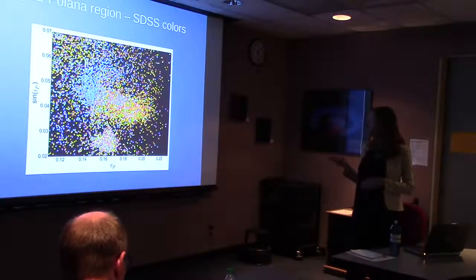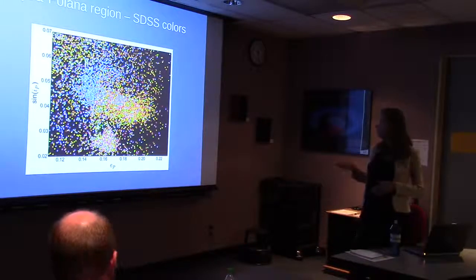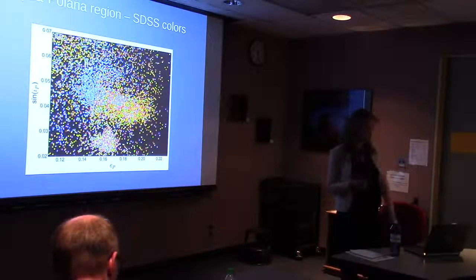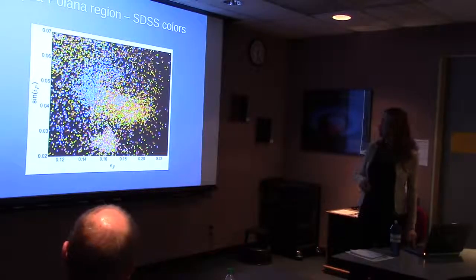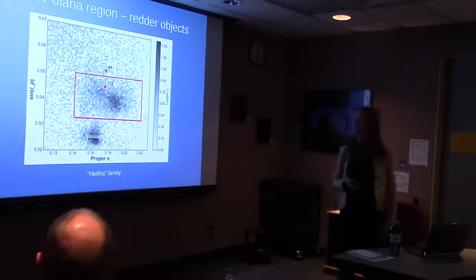So here's the Nysa region, a zoomed in plot with the Sloan colors. And we can see there's at least this blue component and this orange component. So it helps to study those in two different components. Starting first with the redder objects, the orange objects.